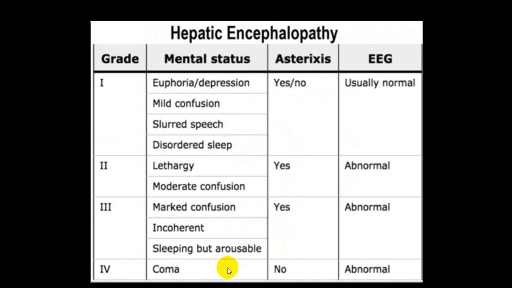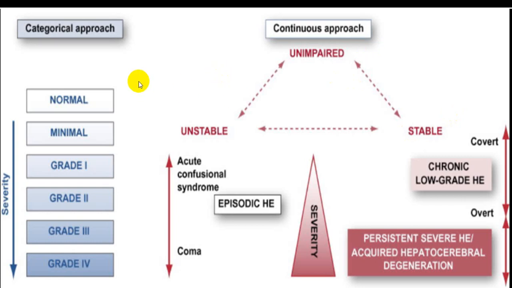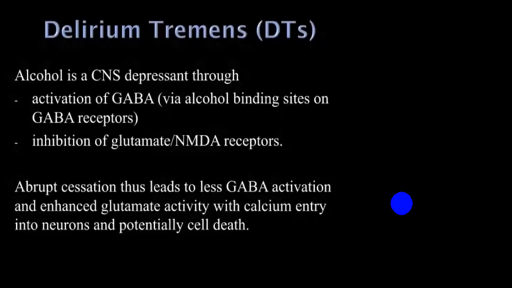What will be the findings? Asterixis. Usually in coma you will not be able to demonstrate those flapping tremors, but they will be best demonstrable in grade 1, grade 2 and grade 3. And EEG will be grossly abnormal in grades 2, 3 and 4, but in grade 1 it may be normal. And these are the different grades and different stages: stable, unstable and unimpaired. You can divide into covert variety and overt variety. So different slides are there. At your leisure time you can go through them.